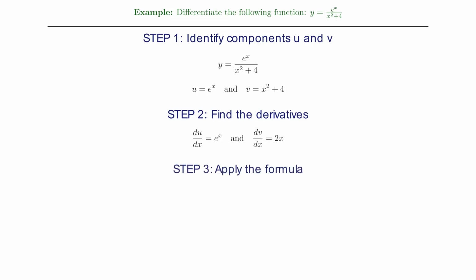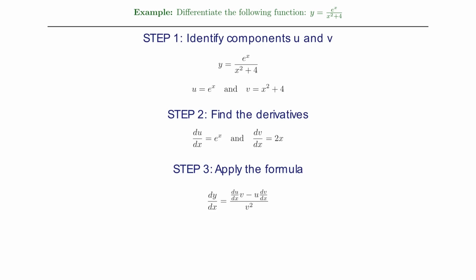Then finally we can put these into the formula for the quotient rule. So dy by dx is equal to du dx times v minus u dv dx, all over v squared. So notice that the formula isn't symmetrical this time, so we have to be careful with the choice of u and v.